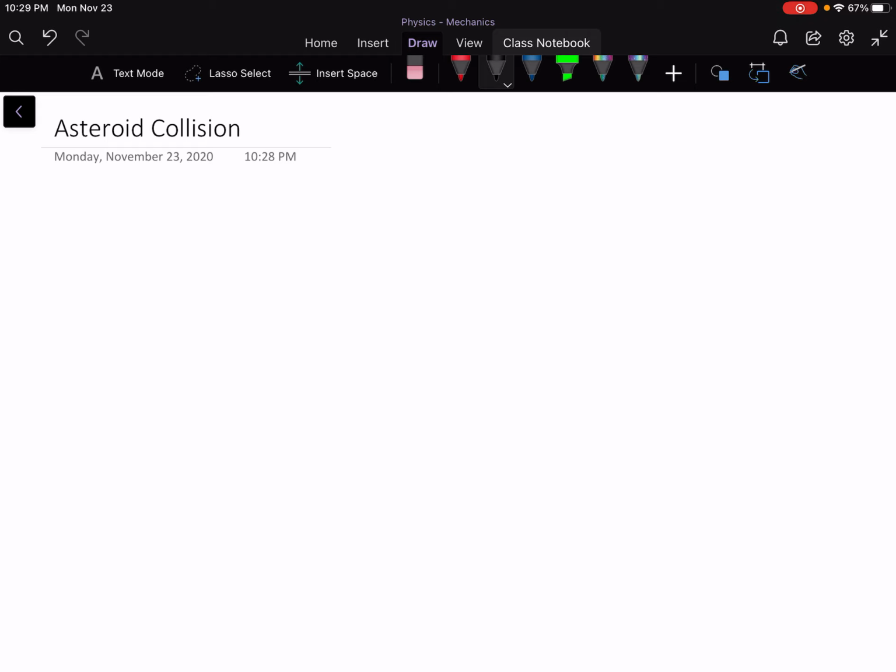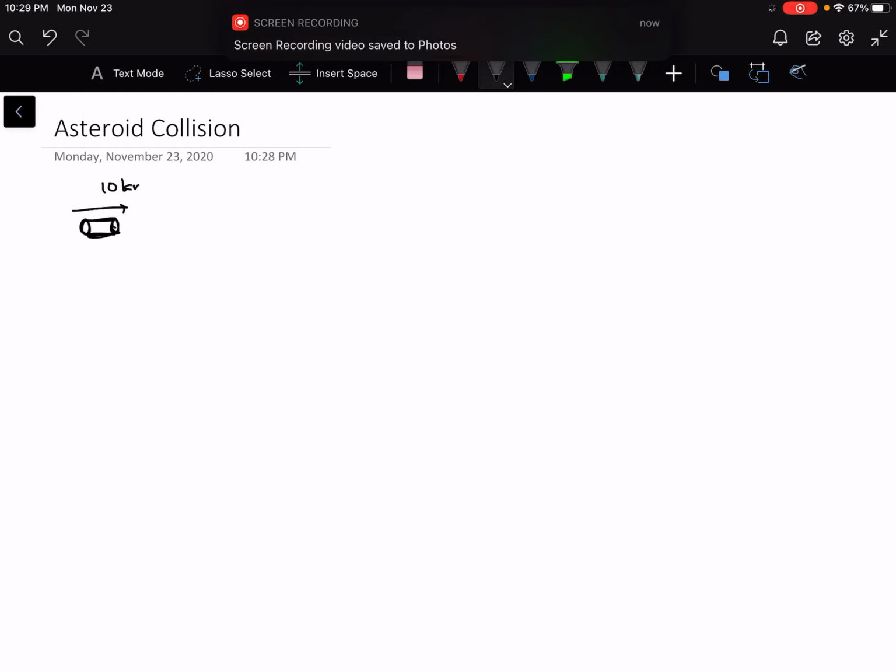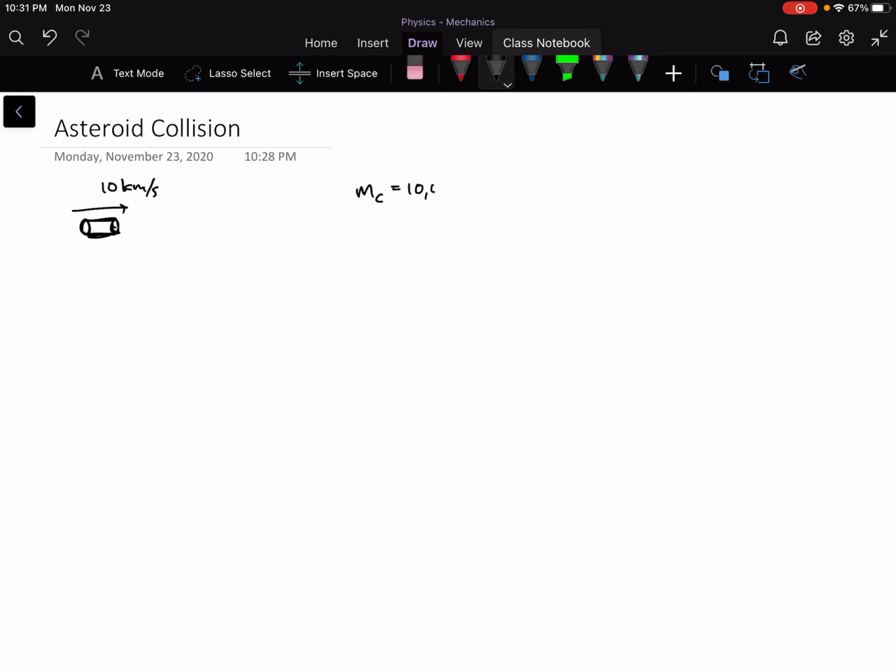Okay, let's write that down before we keep reading. So we got a cylinder. Pardon my drawing, okay? And we're going to say that that has a velocity in this direction, 10 kilometers a second. And we smash it into an asteroid, okay? Oh, and let's write down that the mass of this cylinder is 10,000 kilograms. Okay. So to the right is away from the Earth.